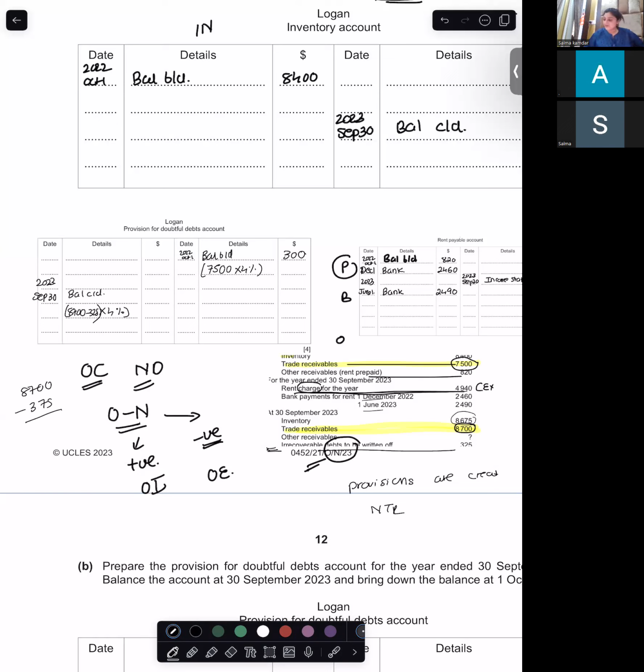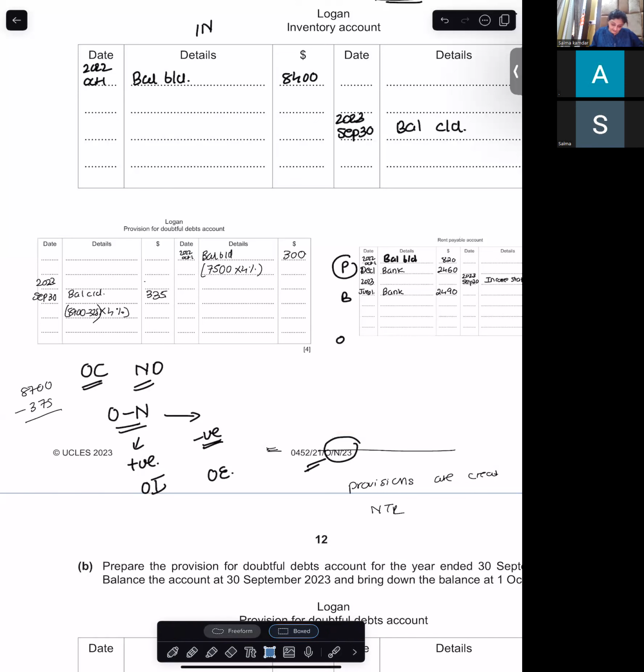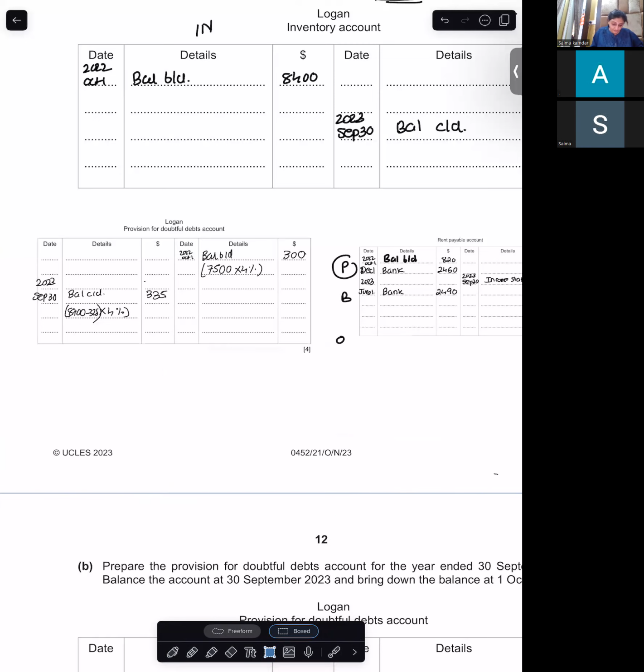So on 8375, 4% would become 335. Are you with me? Yes, Miss. Then what do you do? Old minus new. Old provisions is 300. New provisions is 335.